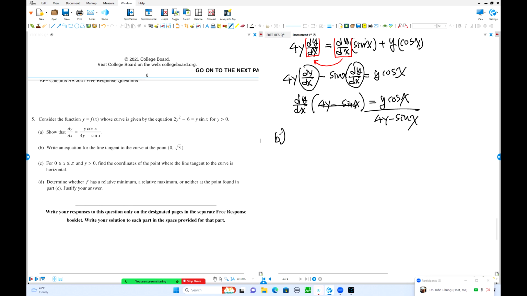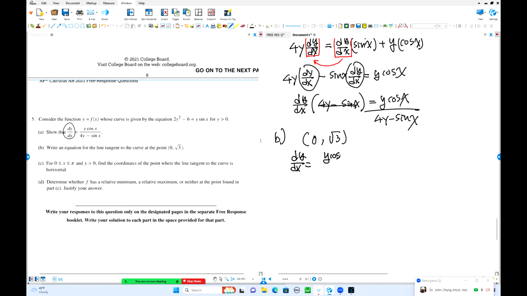B. Write an equation for the line tangent to the curve at the point where x equals 0, and y equals square root 3. To find the equation of the tangent line, we need the slope. We have already got the derivative, dy/dx, and that's the slope.